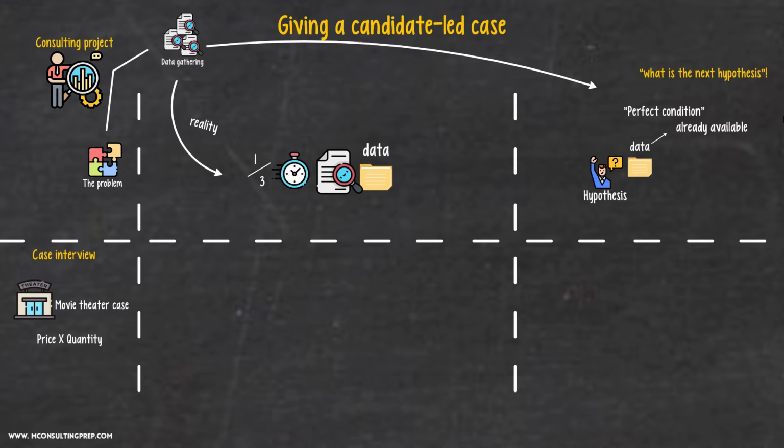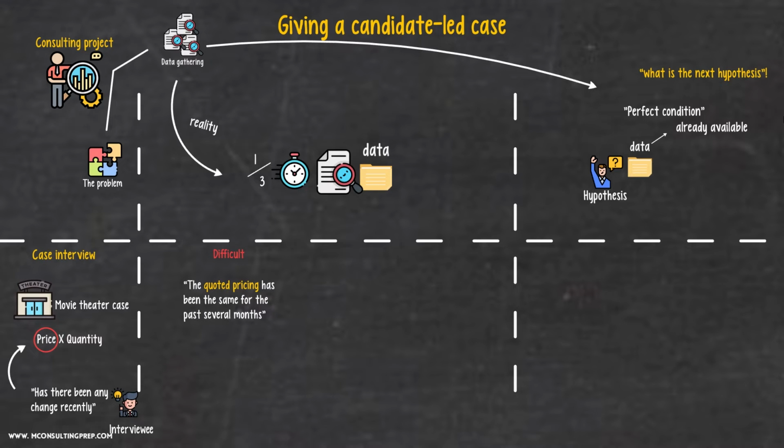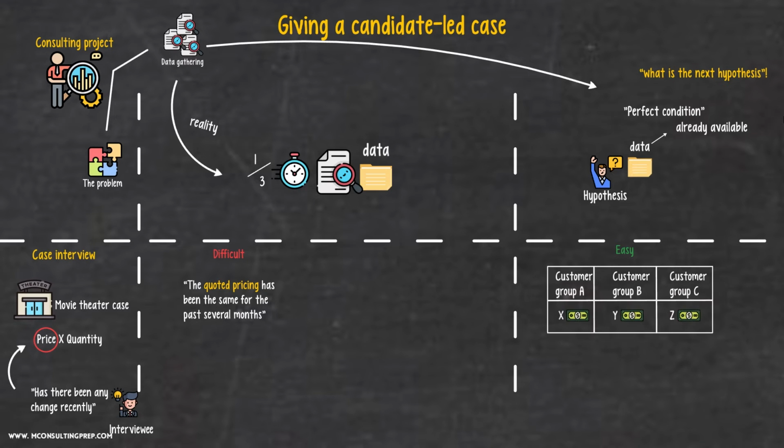Any normal interviewee would say something like, has there been any change to the pricing recently? To make the case really difficult, the interviewer would just say, the quoted pricing has been the same for the past several months. Technically, this is not wrong. Even though the average price has gone up, the quoted prices are the same. To make the case really easy, the interviewer can just give us a pricing table, detailing the different price levels for different customer groups. That is a strong sign telling the interviewee to look into customer segmentation.